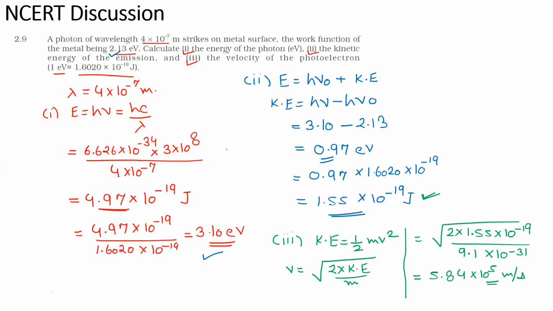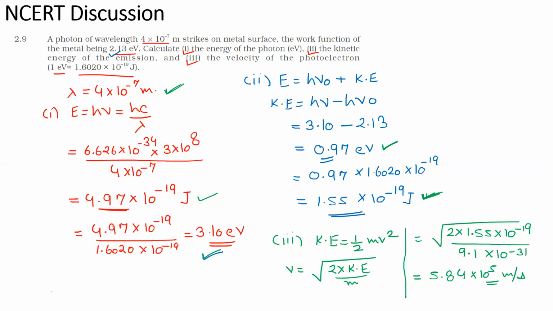Just a quick recap. The lambda for the photon was given to us. Based on the lambda, using hc by lambda, we calculate the energy of the photon in terms of joules as well as in terms of electron volts. Then we know that the energy is equal to the work function plus the kinetic energy of the ejected electron. So kinetic energy will be equal to the energy supplied h nu minus the work function h nu naught. This is equal to 0.97 electron volts. We can also convert this into joules, which is equal to 1.55 into 10 to the power minus 19 joules.